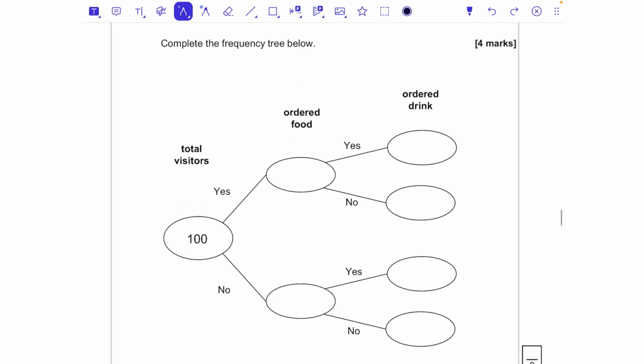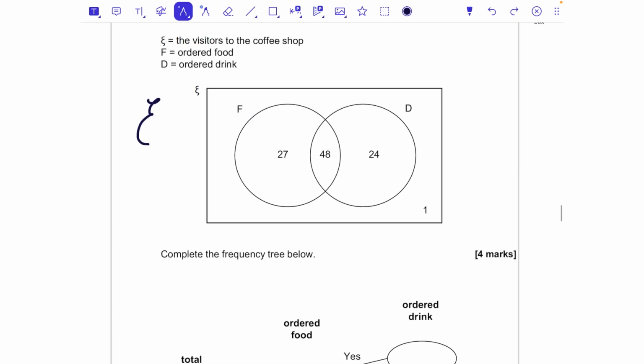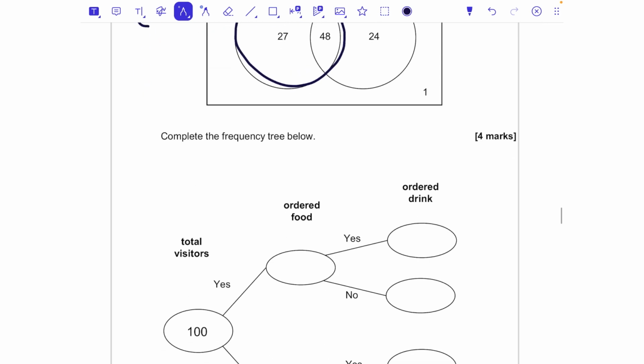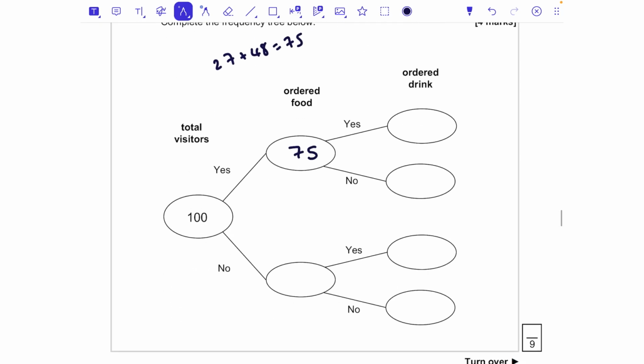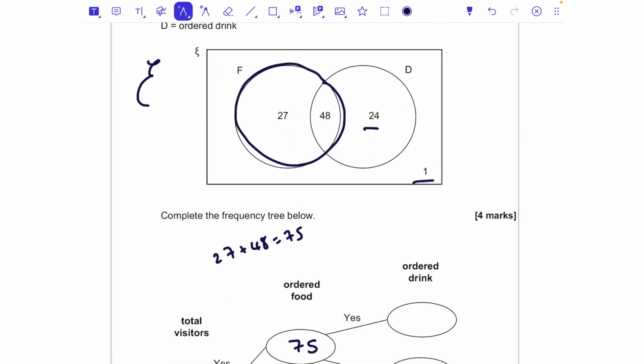Did they order food or did they not order food? Okay, so how many people ordered food? That's going to be all of the people in that circle. So 27 add 48, because 27 just got food, 48 got food and drink. So there are 75 people who got food. And therefore there are 25 people who did not get food. They are here and here.